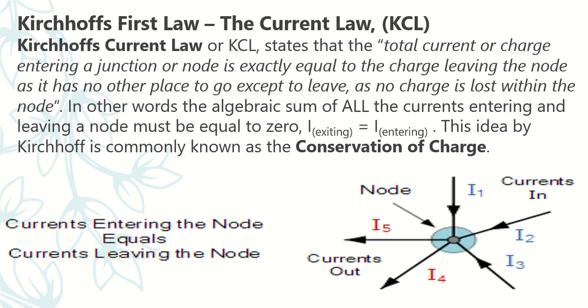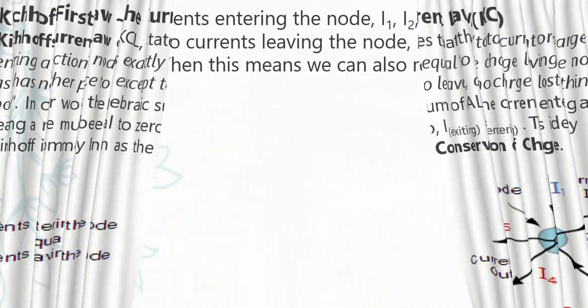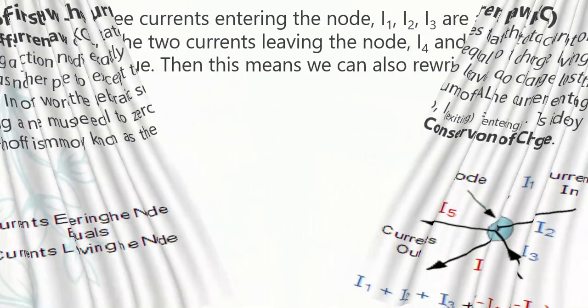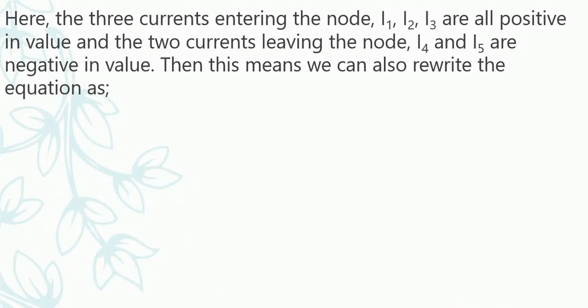Okay, so as I have told you, the currents entering the node equal the currents leaving the node. Here the three currents entering the node, I1, I2, I3, are all positive in value. You will take those as positive.